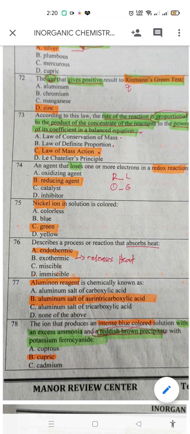And then your ferrous will give a result of Turnbull's blue precipitate. Your ferric will result in a Prussian blue precipitate. Your cupric will give a reddish-brown precipitate with potassium ferrocyanide.